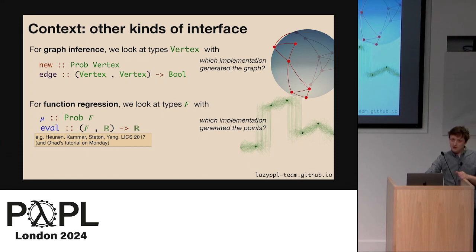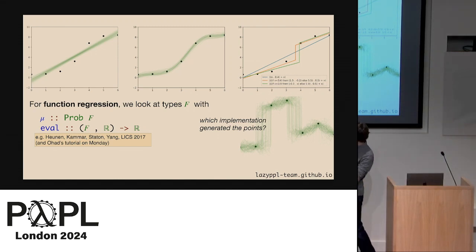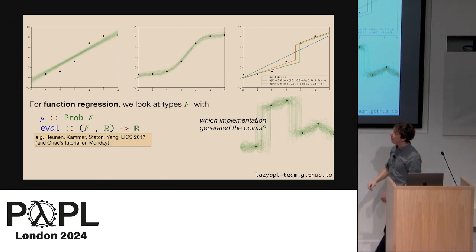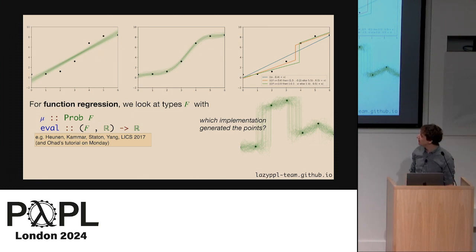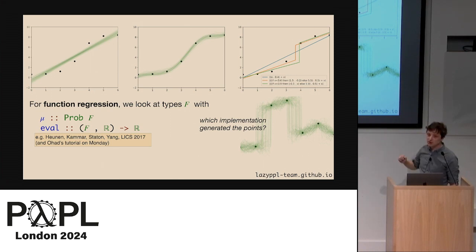But let me first just have a chat at a higher level about the idea of interfaces in probabilistic programming. So we're focusing here on graph inference, but we could also look at regression, which is perhaps an even more famous kind of statistical problem. And there, we're also interested in a very similar abstract type, but slightly different. So now we're interested in some parameter space. Maybe it's linear regression, like in the top left, where you have the slope and the intercept as the parameters. So we've got some distribution on the slope and the intercept, and then rather than an edge relation, we have an evaluation function that, given the parameters for the function and an argument, produces a result.